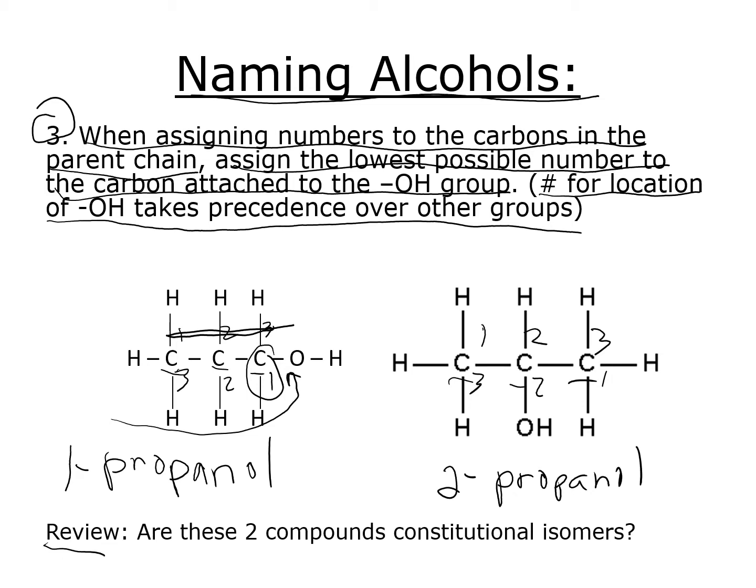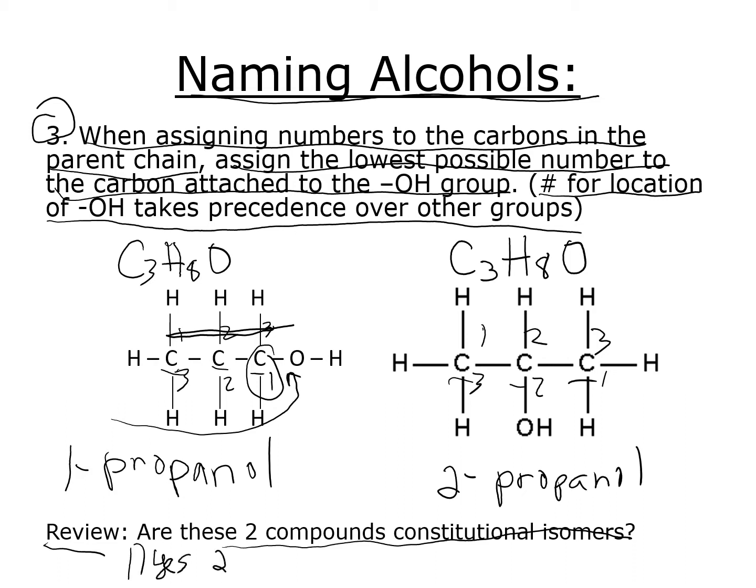I have a review question at the bottom. Are these 2 compounds constitutional isomers? So review, constitutional isomers are molecules that have the same molecular formula but different structures. So let's look at the molecular formula. The one on the left, we have 3 carbons and we have 8 hydrogens and 1 oxygen. The compound on the right has 3 carbons, 8 hydrogens, and 1 oxygen. So the first rule in determining a constitutional isomer is same molecular formula. I would say yes.